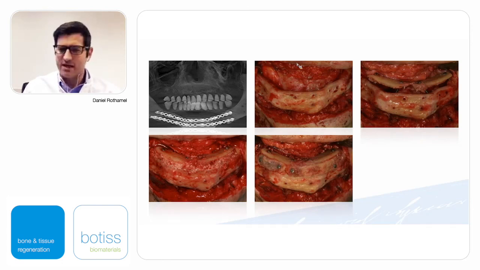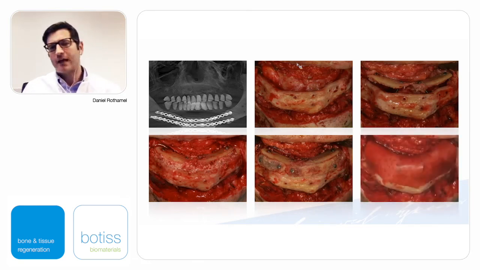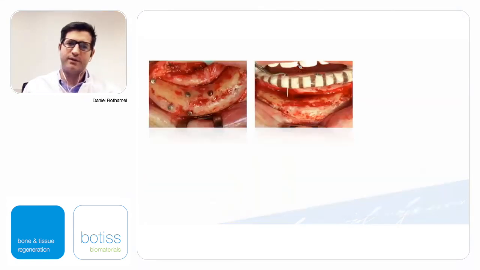Also here, we don't need a long barrier function. We just want to fulfill the expectations of GBR on the lingual aspect and some little contouring of the bone on the buccal aspect. And because it's an irradiated patient, we want to have something like an insurance if there is a wound healing disturbance in the healing period.